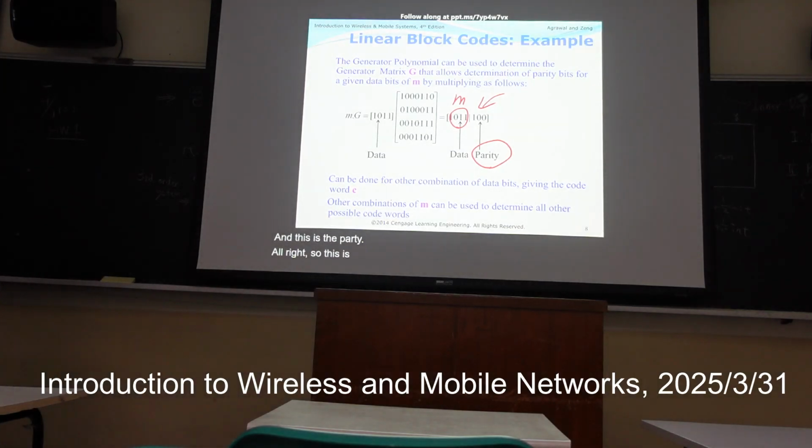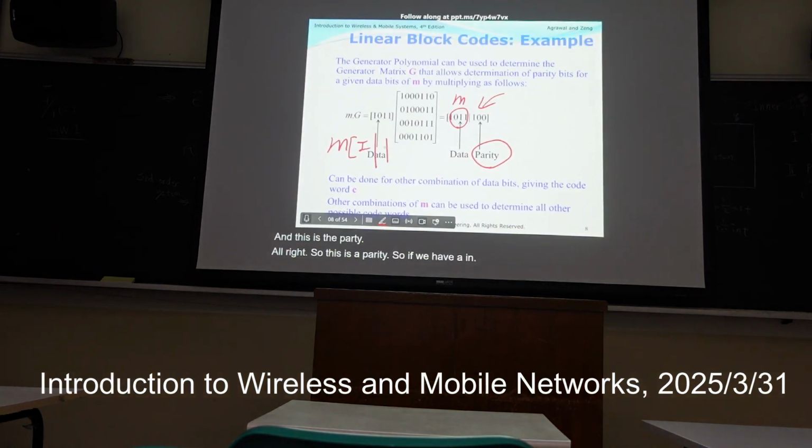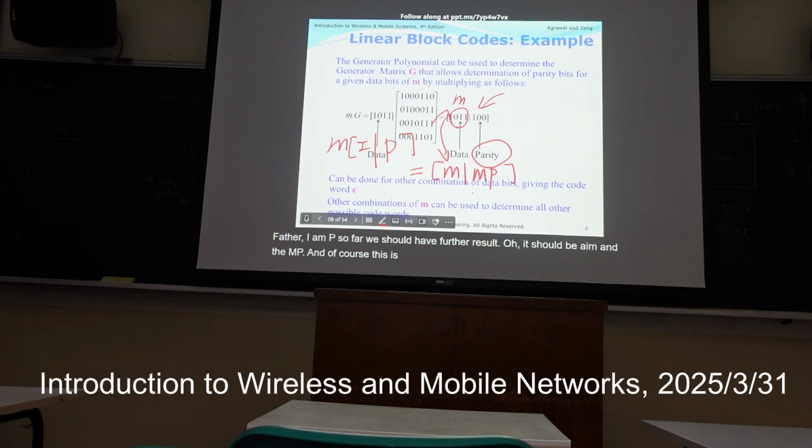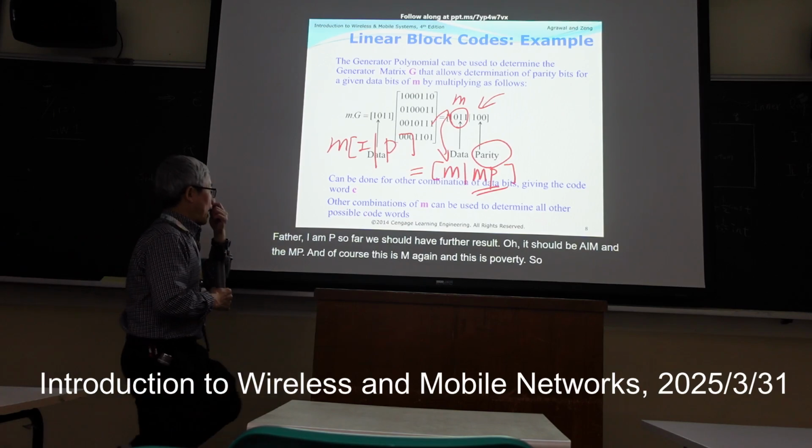So if we have M, followed by I and P, finally we should have the result. Oh, it should be M and MP. And of course this is M again, and this is parity. So M multiplied by P results in the parity bits.